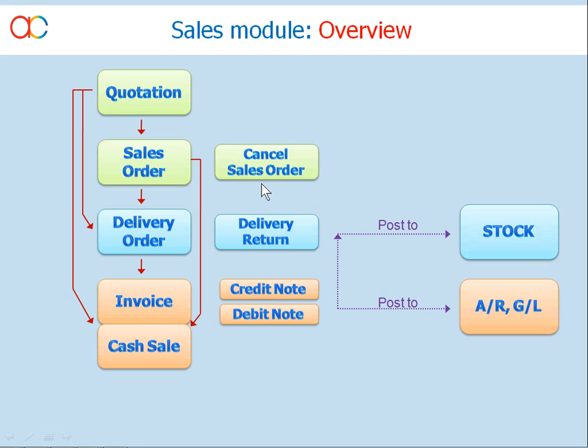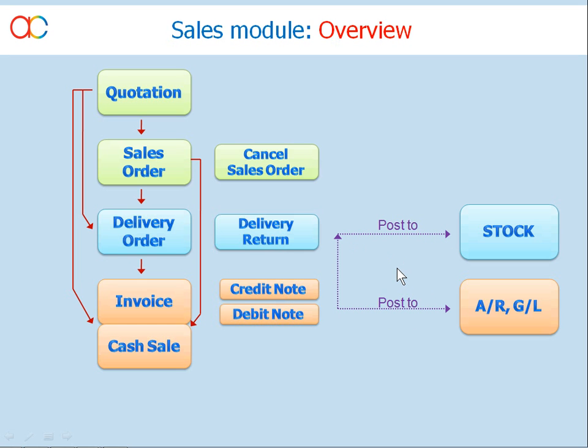Secondly, the document modification. Besides ordinary edit and cancel functions at sales order, you may use cancel sales order to partially or fully cancel a sales order. This is traceable and will be reflected in outstanding reports. Similarly to delivery return, while credit note and debit note are mainly for adjustment in invoice that involve movement of stock.